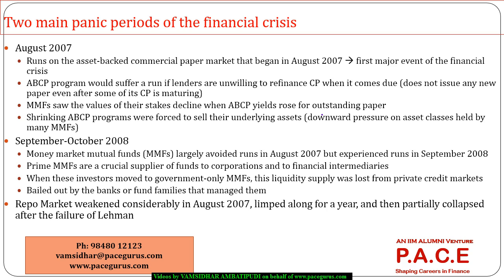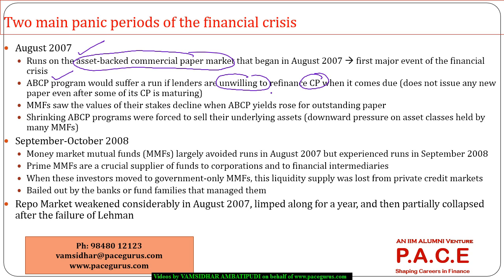And during this period, if I have to talk about the two main panic periods, one I say August 2007, where the entire asset-backed commercial paper market had a run on it, and this we can call the first major event of the financial crisis. Why did this entire asset-backed commercial paper program get into a big run? Because the lenders were unwilling to refinance the commercial paper.